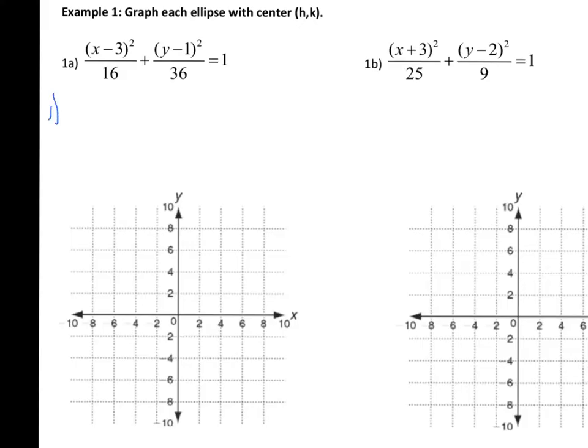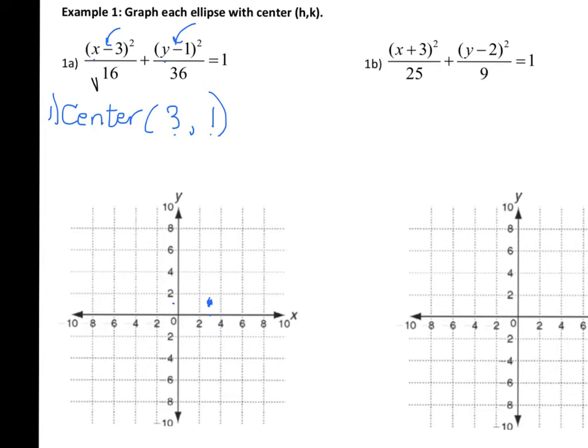The first step is to write down the center. So we will flip this sign, so it will be positive 3, and we'll flip that sign, so it will be positive 1. And notice we go in order x and then y. So I will plot (3, 1), 3 over and 1 up. It'll be right there. And now I figure out how wide and how tall the ellipse is.